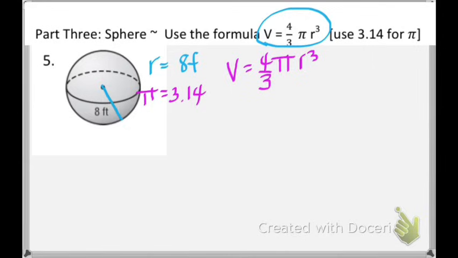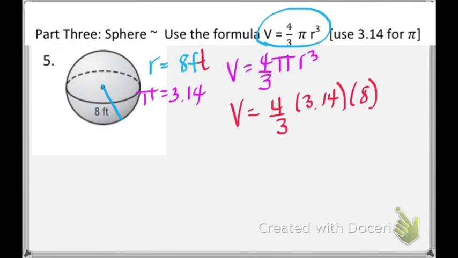So I need to substitute my numbers just like I did before. Oh, that should have a pi. My bad. 4/3 times 3.14 times 8 to the 3rd power. Now remember, when we cube, we're actually saying 8 times 8 times 8, 3 times, okay? So if I cube 8, 8 to the 3rd is 512. So I'm going to write all that stuff down again that I have here. 4/3 times 3.14 times 512.